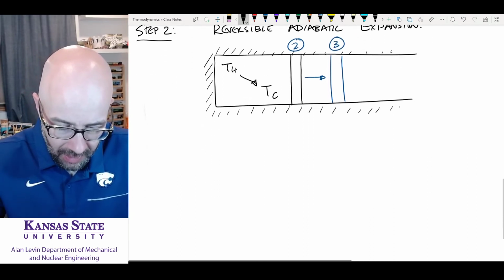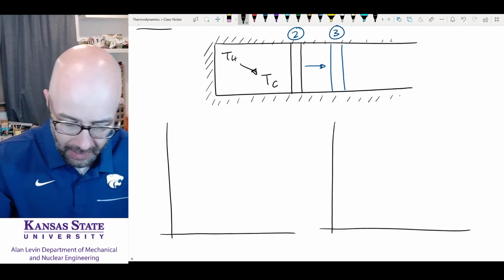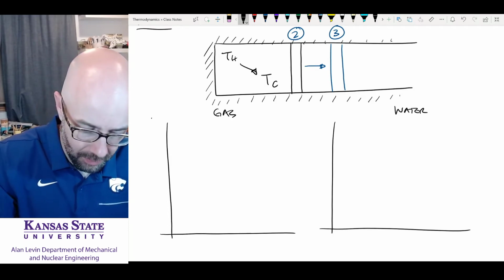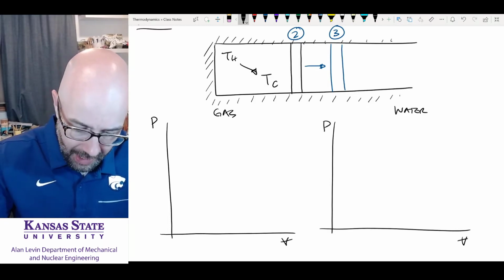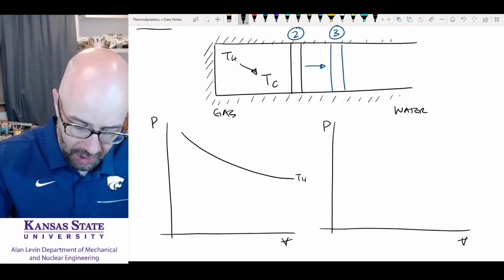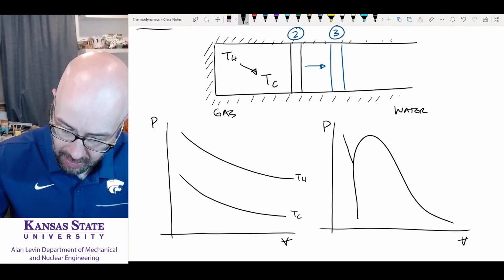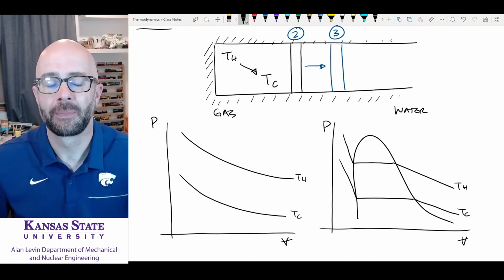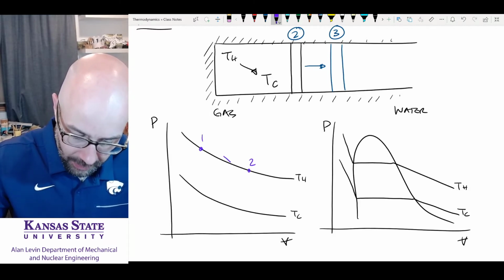So let's look here in our diagram that we're going to draw again. We're going to repeat this over and over and over again. So here's our gas. And here's our water. Okay, pressure, volume, pressure, volume. And we have now 2 lines. We have a TH and we have a TC. There's our vapor dome. We have our TH, our hot temperature. We have our TC, which is our cold temperature. And let's draw our points. We said we had 1 to 2. That's what we had before.